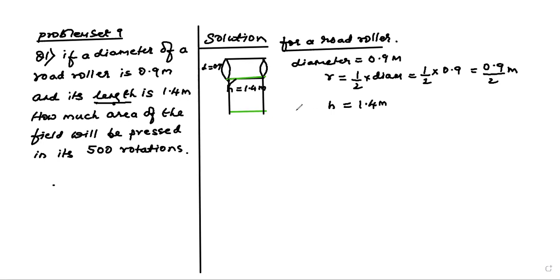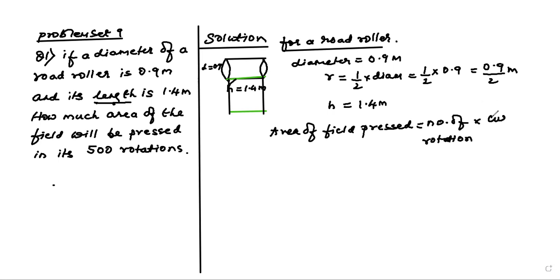So how much area of the field gets pressed? The area of the field pressed will be equal to, children, the number of rotations. Please understand this, okay? Very important sum. Surely it will come. Number of rotation into curved surface area.